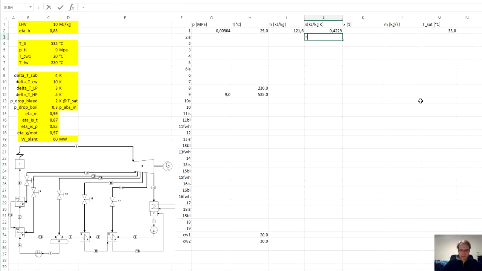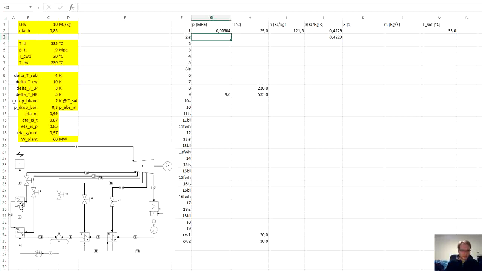Now we change to the ideal state at 2, the isentropic, so the entropy remains the same, but at this point we will need to get the pressure at point 2. For this we need to actually specify the temperatures at the outlets of our feedwater heaters.